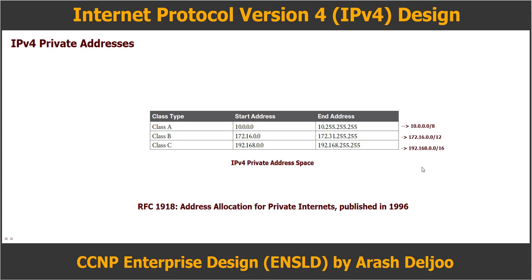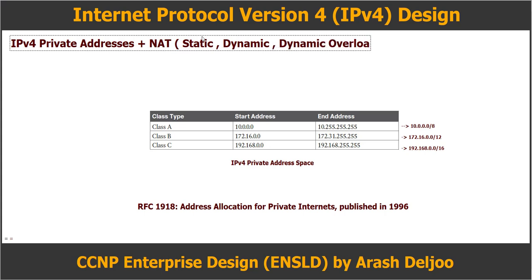And also, you know that we are using private IP addressing for communication only inside of our network, inside of our company. For communication with outside of our company, we need the next feature, NAT, or network address translation, which has some types. For example, you know that we have static NAT, we have dynamic NAT, and also we have dynamic overload. We call it PAT, dynamic overload NAT, or port address translation.